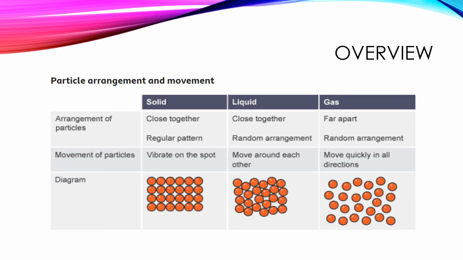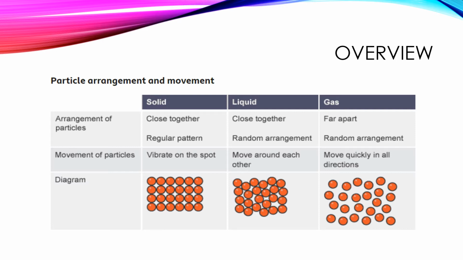Gases, on the other hand, flow and they completely fill their container due to the fact the particles can move quickly in all directions. They can also be compressed or squashed as the particles are far apart and have space to move into. That was just a general overview of particle theory and its differences in different states. The table shown quite nicely summarizes that for you.